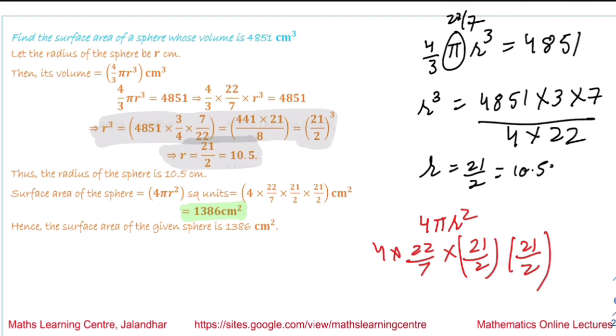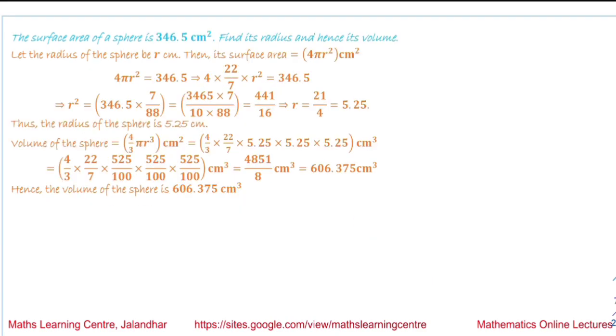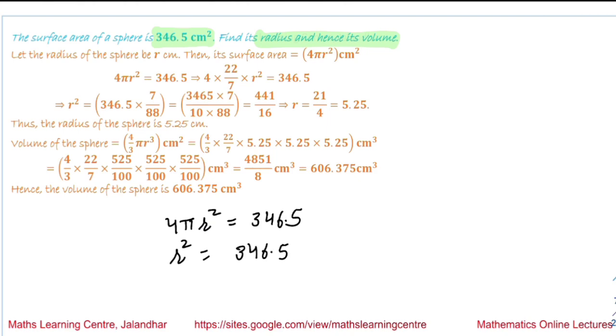Now next, we have the surface area of a sphere as 346.5 centimeter square. We have to find the radius and the volume. The formula for surface area is 4 pi r square, which is equal to 346.5. So r square is equal to 346.5 into 7 by 22 into 1 by 4.